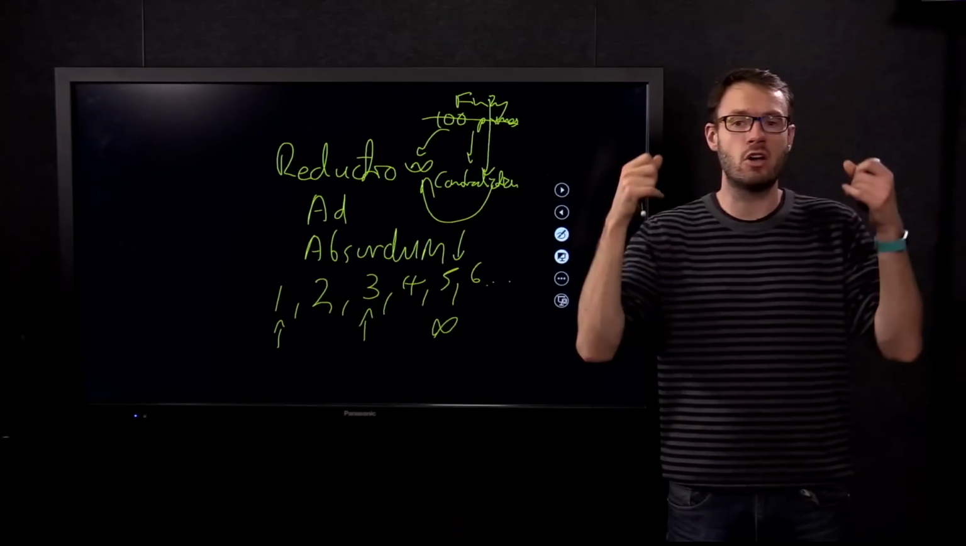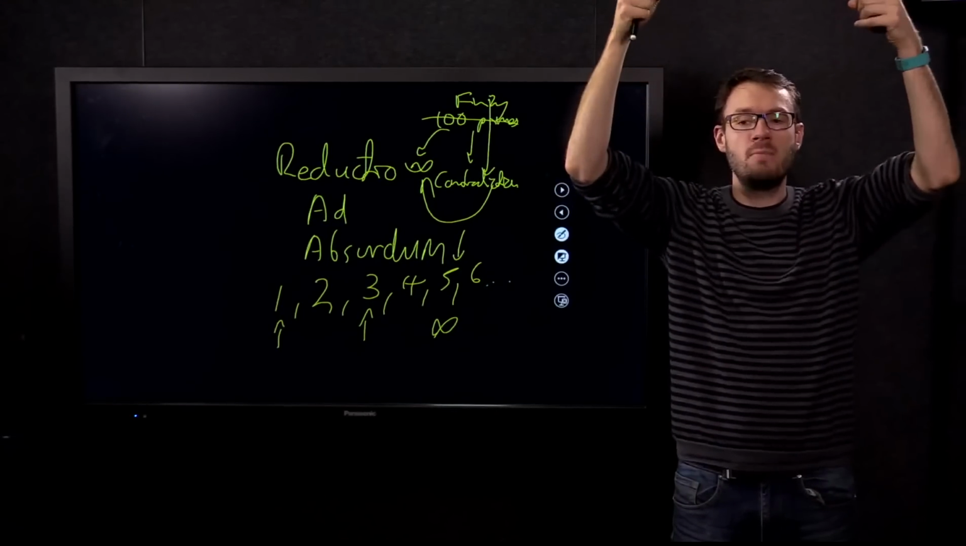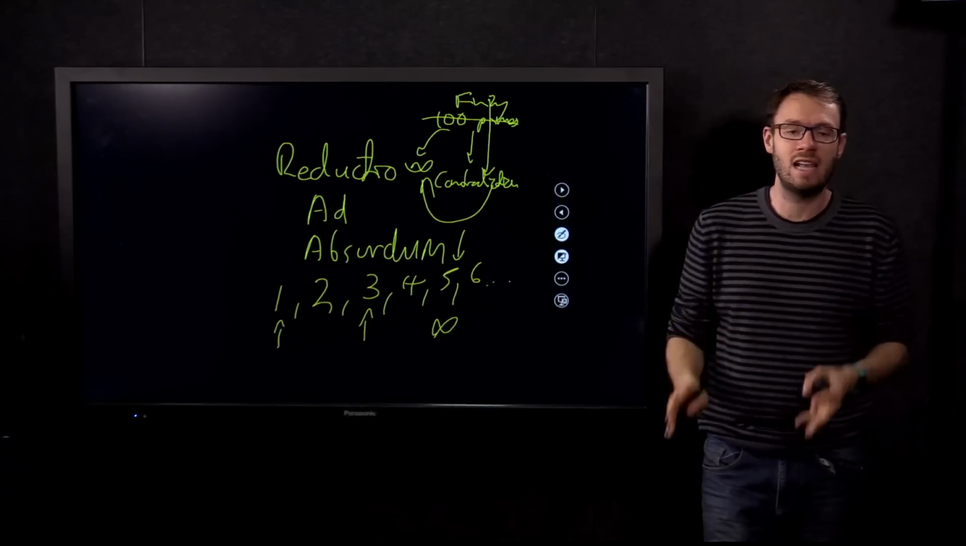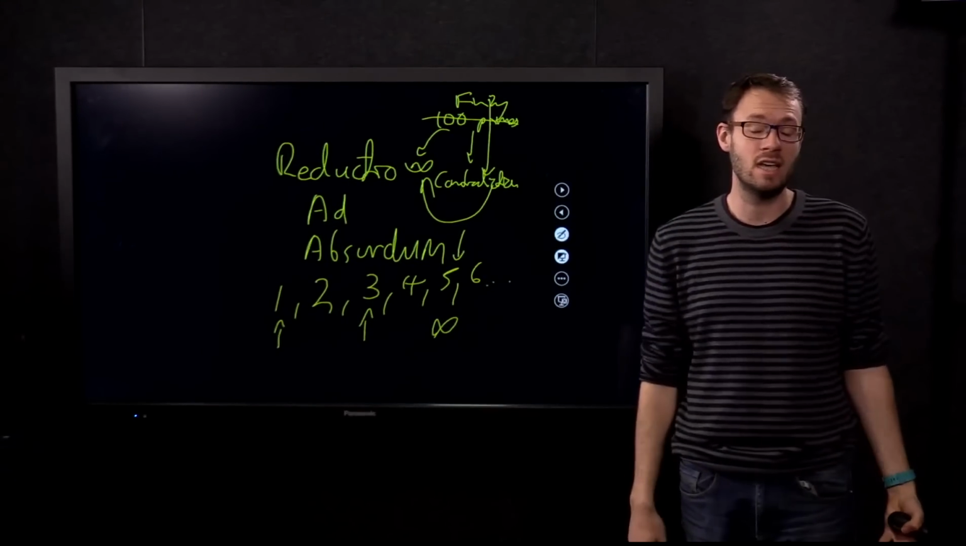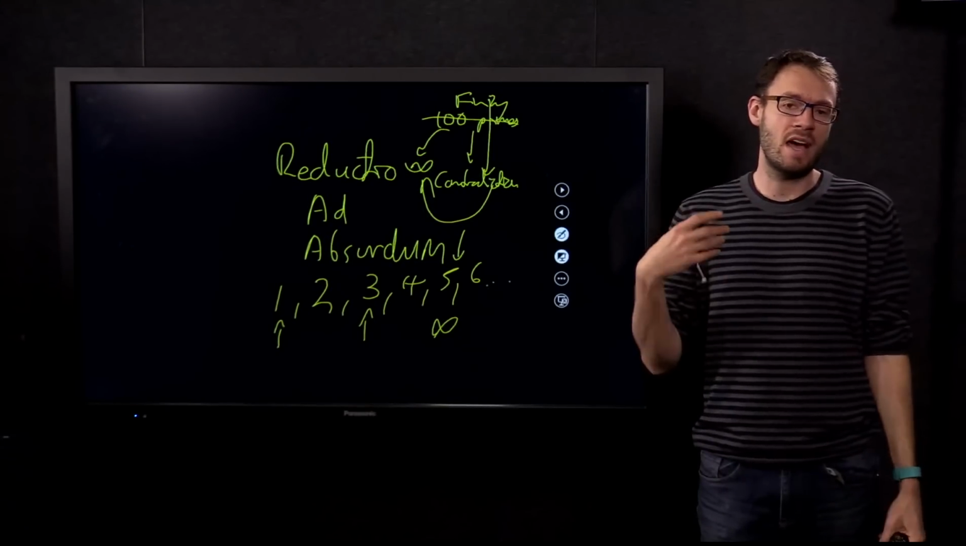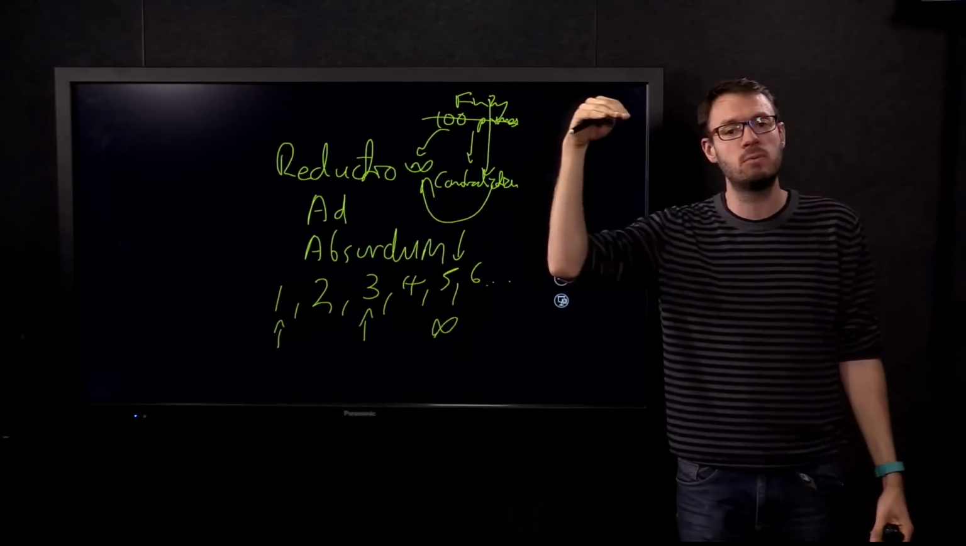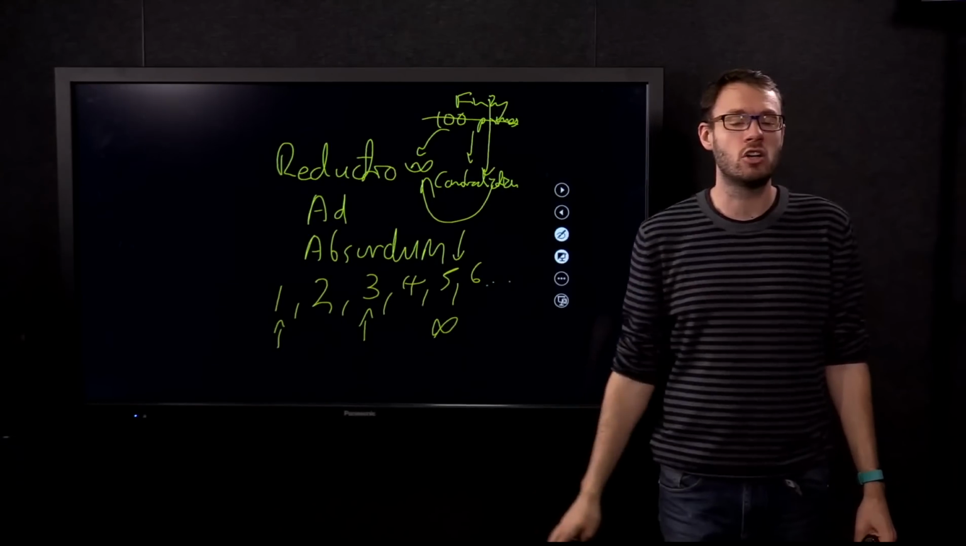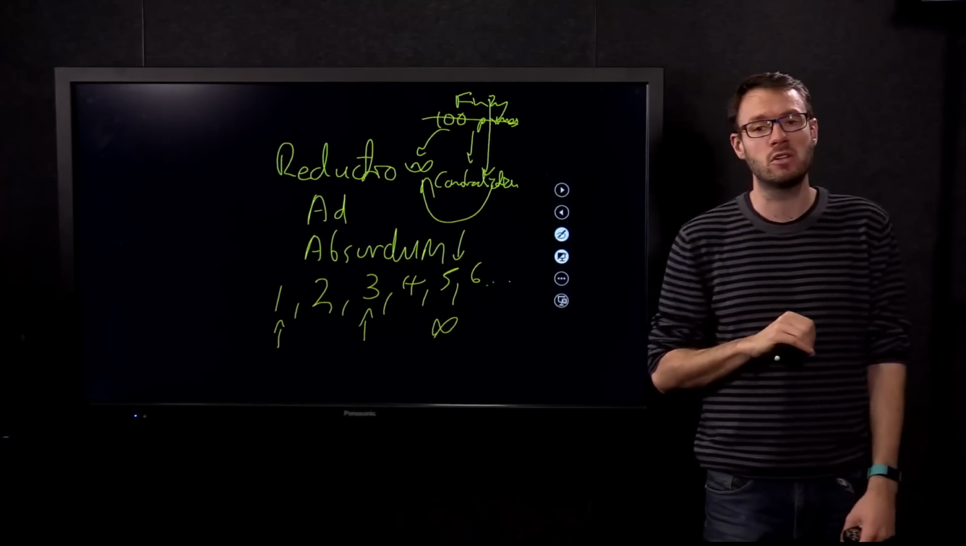What we're going to do is take our argument and assume that the premises are true and that the conclusion is false, and then we're going to see if that leads to a contradiction, if that leads to absurdity. If it leads to absurdity, then that tells you that it's impossible for the premises to be true and the conclusion false. If it doesn't lead to absurdity, then that shows you that it's possible for the premises to be true and the conclusion false.